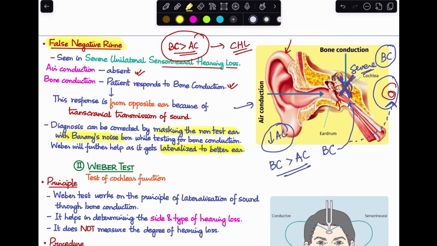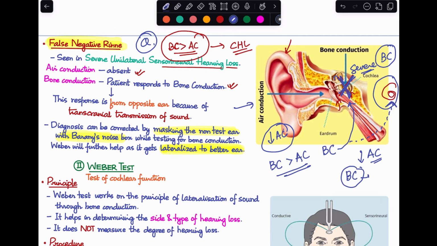So this is about false negative Rinne, and this is a very important MCQ question that you get. The simple way to remember this is, in a case of severe unilateral sensory neural hearing loss, the bone conduction is severely damaged, so that leads to reduction in the air conduction. Whereas bone conduction is still heard, that is happening because of transcranial transmission of the sound to the opposite ear. So that's all about the Rinne's test.